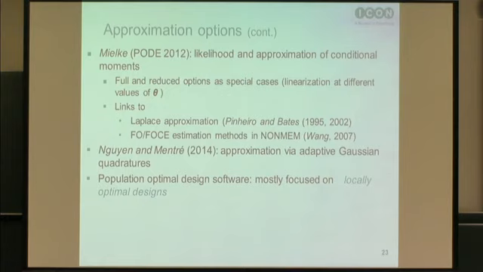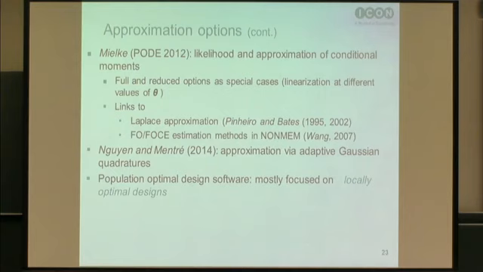There was a recent paper by France and Nguyen, approximation of the Fisher information matrix via Gaussian and adaptive Gaussian quadratures. There are still issues about calculation time because it's much more accurate, but still probably can be improved in terms of the running time.